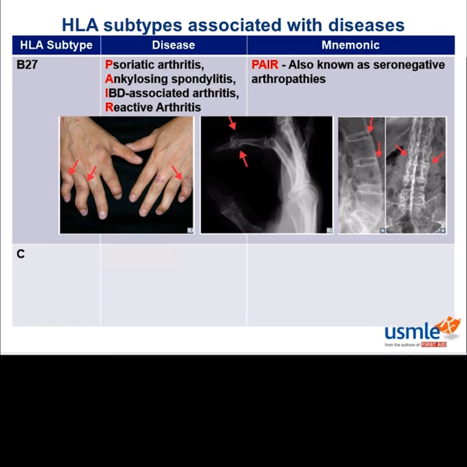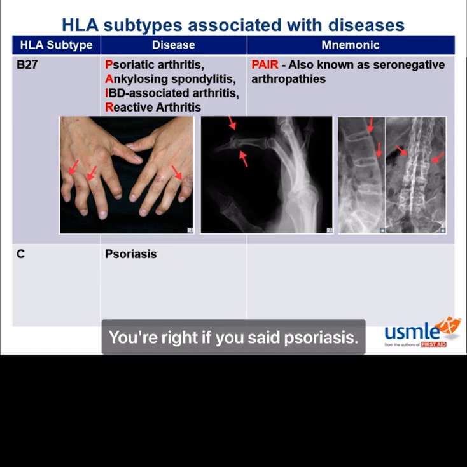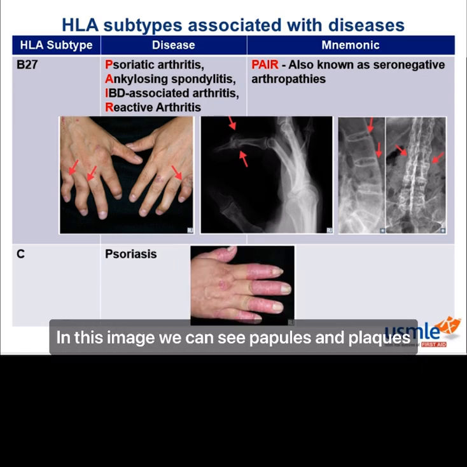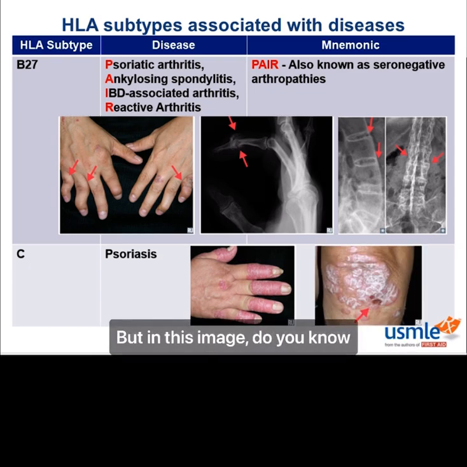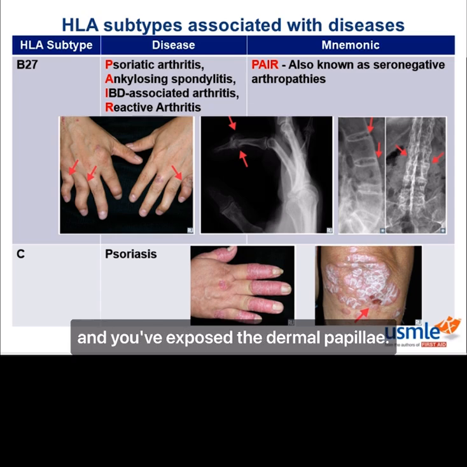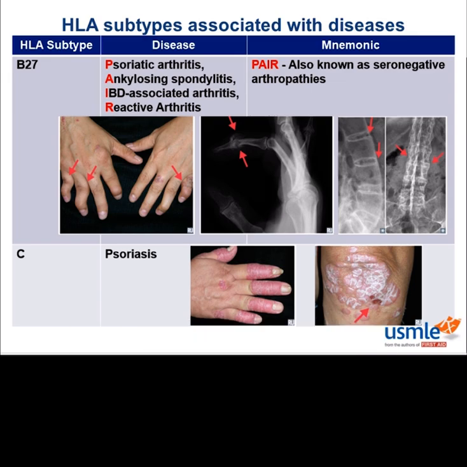You're right if you said psoriasis. In this image, we can see papules and plaques with some silver scaling on the hand. But in this image, do you know what the arrow is pointing to? You're right if you said the Auspitz sign. There are spots of bleeding that can happen when the scales get scraped off and you've exposed the dermal papillae.